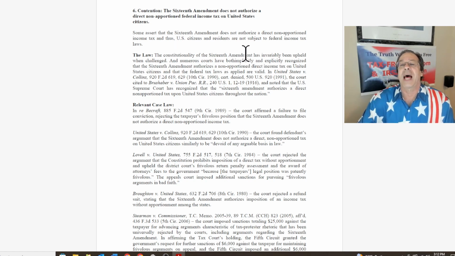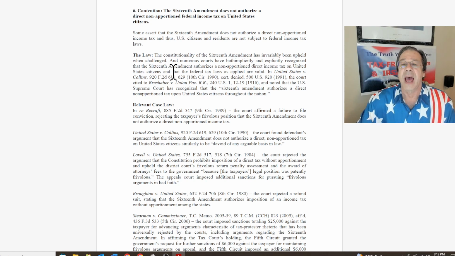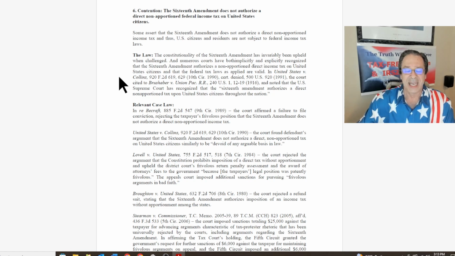So the constitutionality of the 16th Amendment has invariably been upheld when challenged. Yeah, right, of course. And numerous courts have both implicitly and explicitly recognized that the 16th Amendment authorizes a non-apportioned direct income tax on United States citizens, and that the federal tax laws as applied are valid. And then they cite United States v. Collins, 10th Circuit. I'm sorry, you cite what? An inferior court to Brushaber? And they say that court cited Brushaber.